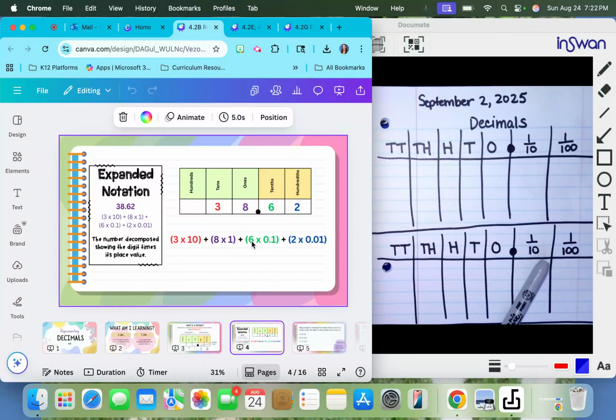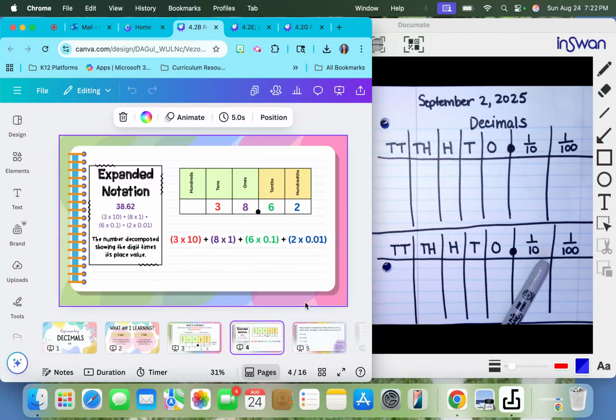values. We have a 6 in the tenths place. So we have our decimal point, our decimal 0 and 1/10 to show that that 6 is in the tenths place. Then we have 2 times 1/100ths. We know that this is hundredths because it is 2 places to the right of the decimal. So we interpret expanded notation with decimals the same way that we do with whole numbers.